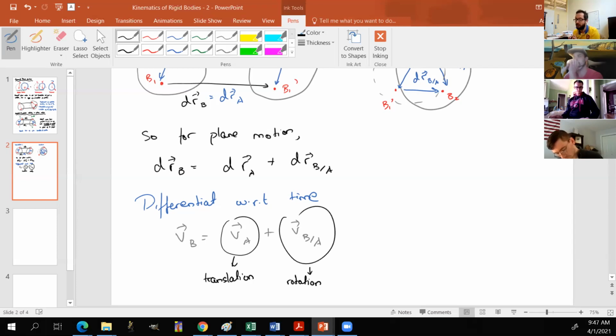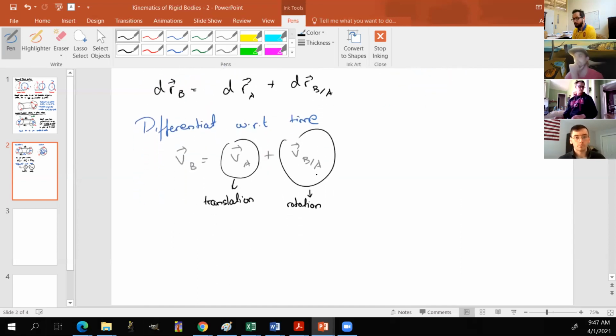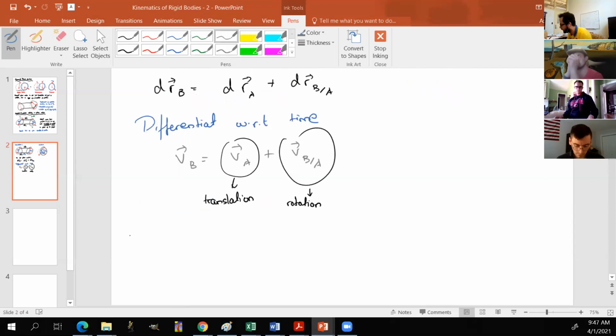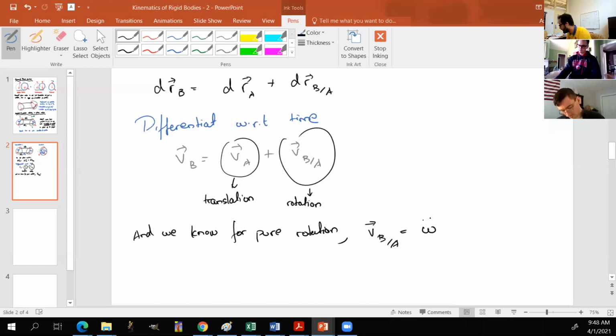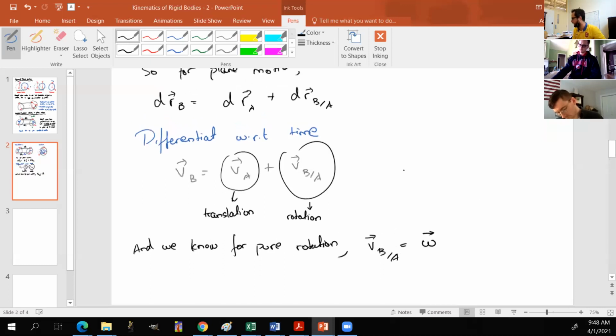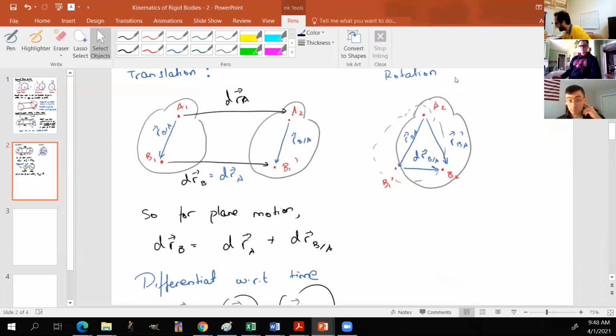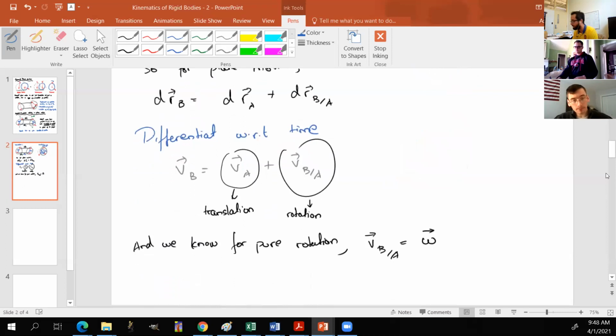Now, the magic of this, all right, before I tell you guys what the magic is, for this rotation part, this is what we looked at last week, which seems like ages ago. For pure rotation, we know that the velocity of B relative to A is just equal to whatever is the angular velocity of your rotating body, right? So for this rotation, you can describe an angular velocity and you can describe an angular acceleration. So that ends up being omega crossed with R of B relative to A.